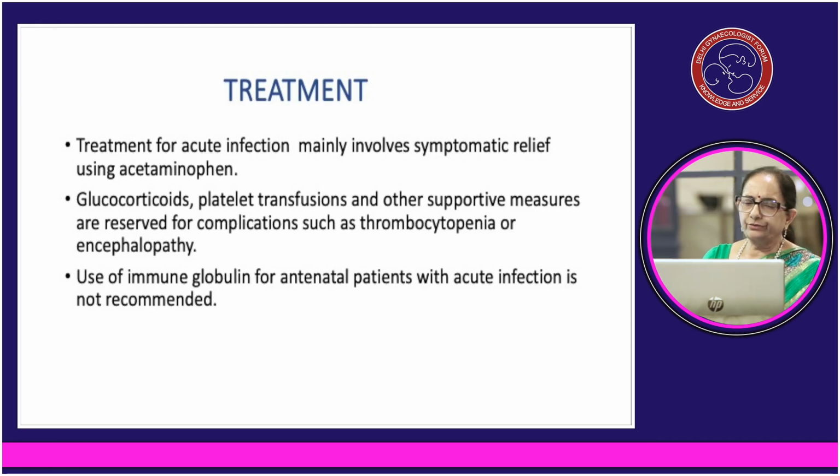So, treatment for acute infection mainly involves symptomatic relief using acetaminophen. Glucocorticoids, platelet transfusions and other supportive measures are reserved for complications such as thrombocytopenia or encephalopathy. Use of immune globulin for antenatal patients with acute infection is not recommended.